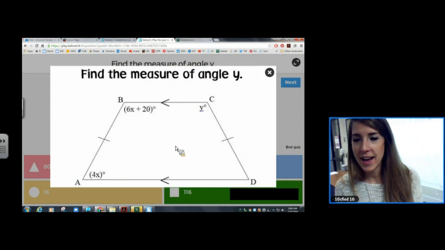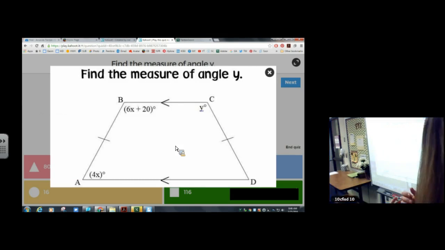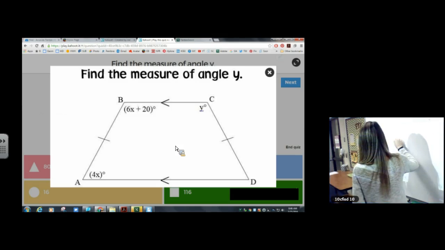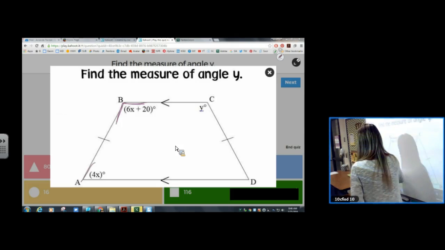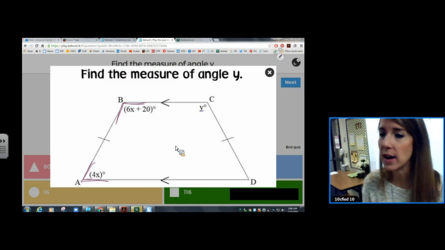Okay, we have a trapezoid. Not just a trapezoid, we have an isosceles trapezoid. Now, we learned in class that the leg angles are supplementary. I know you have a lot of properties to memorize. Let's pretend you forgot that property. There's so many to memorize.